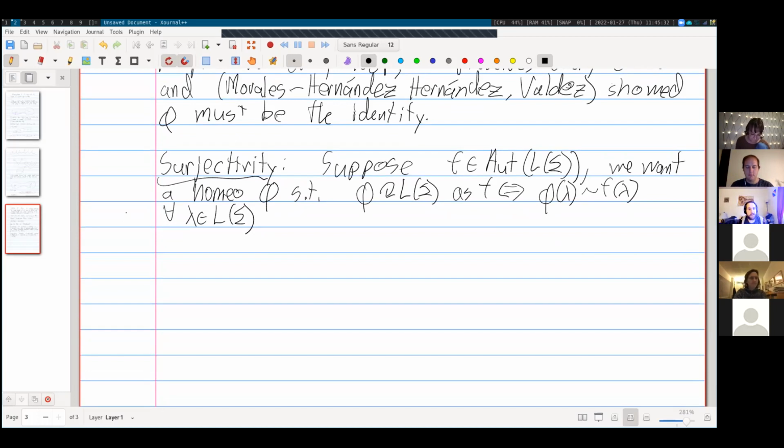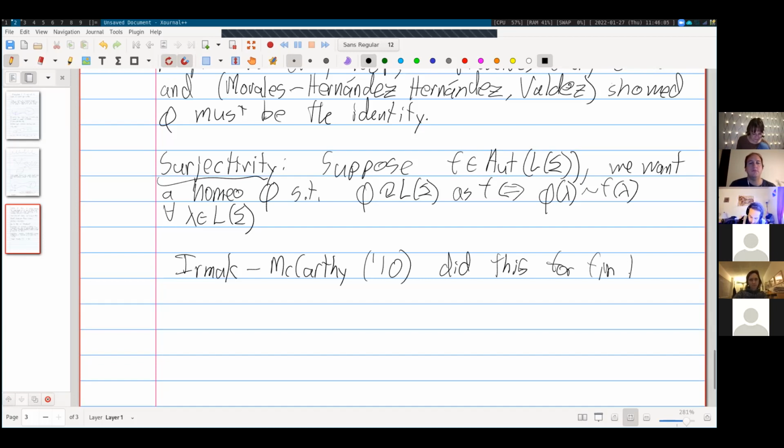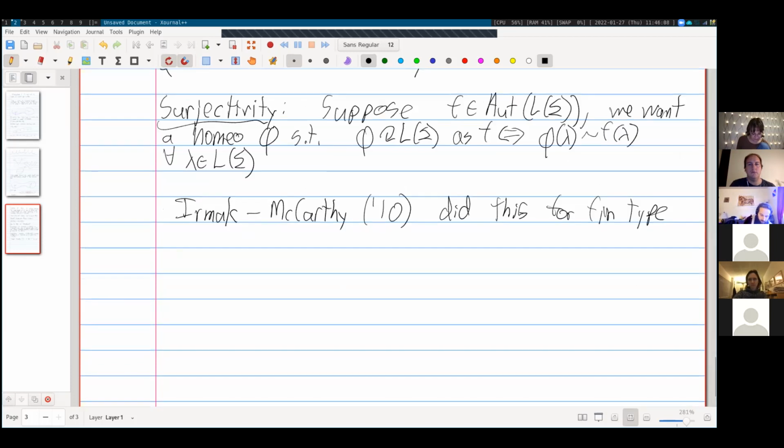We have an advantage here, which is that this question has been answered positively for finite type surfaces. Ermac and McCarthy did this for finite type, more than 10 years ago now. Time is imaginary. Here is an outline of their proof.